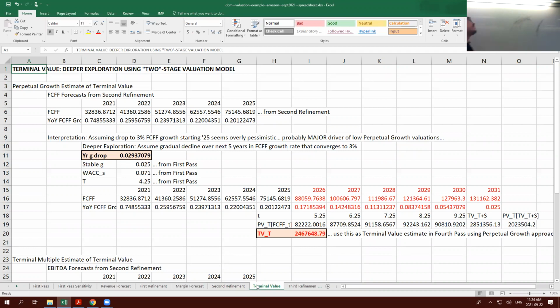So how can we do a better job? By the way, there's a bunch of different ways to do a better job, right?